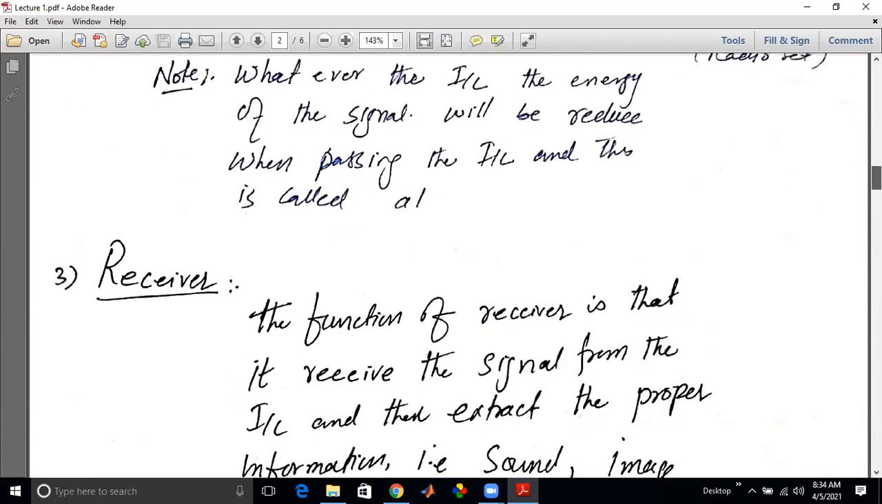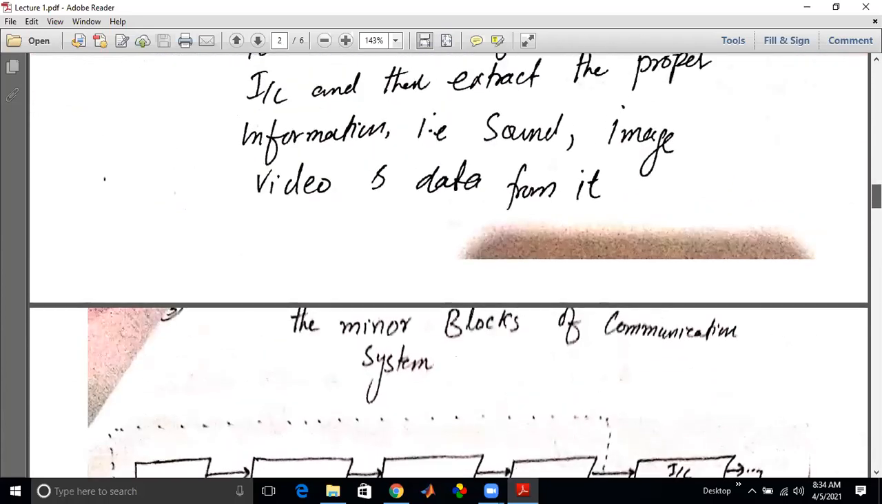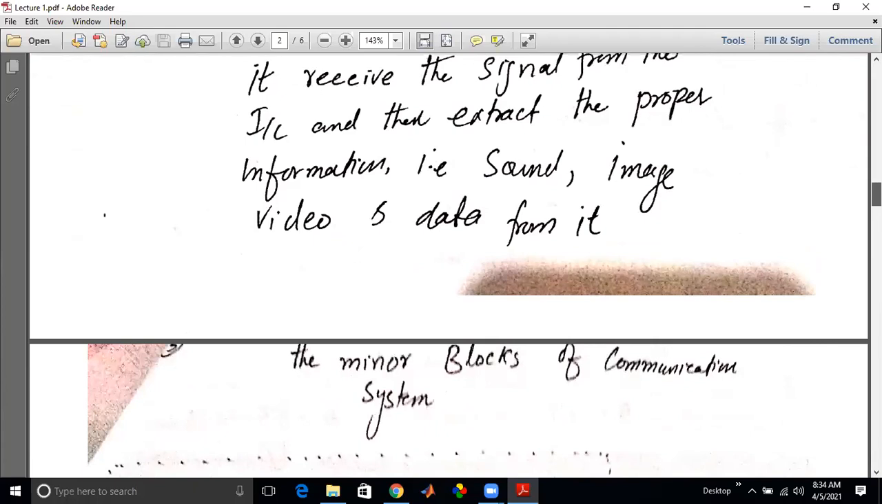Now we want to study the minor blocks of a general communication system, that is, from how many blocks the transmitter has been formed. In the lab, we will design the transmitter, and we will see how we will design it and which components are required for the optical transmitter.